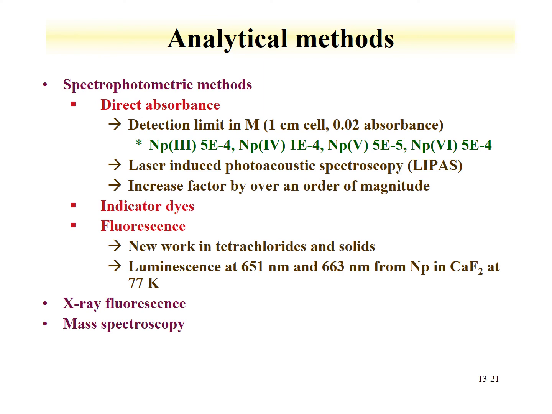Spectrophotometric routes are available, as we've already discussed. Based upon the molar absorptivities, these concentrations can be observed in UV-visible spectroscopy in a 1 centimeter cell with an absorbance down to 0.02. So Neptunium-5 you can almost get down to micromole per liter. Fluorescence has also been explored. These are usually performed at low temperature. Data has been collected that shows that neptunium can fluoresce. And of course, X-ray fluorescence and mass spectroscopy are useful tools in neptunium analytical methods.